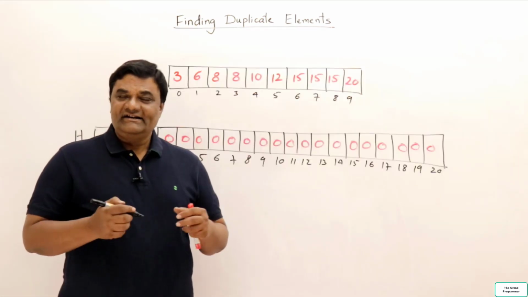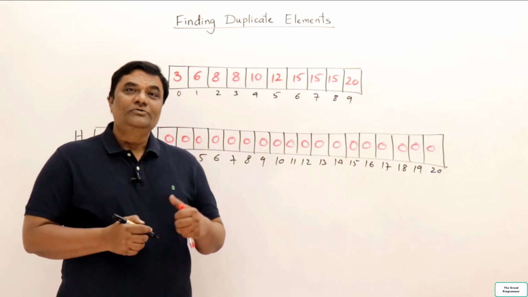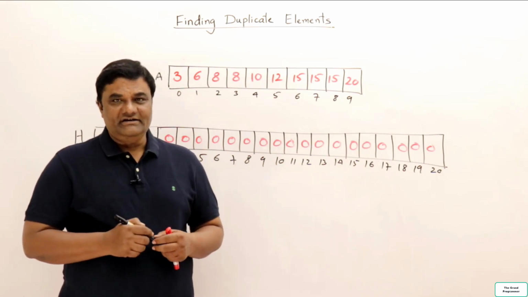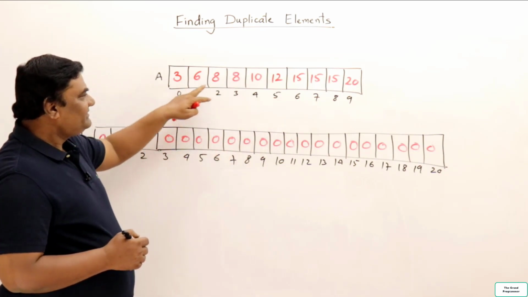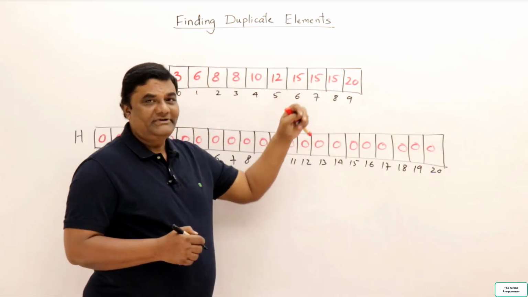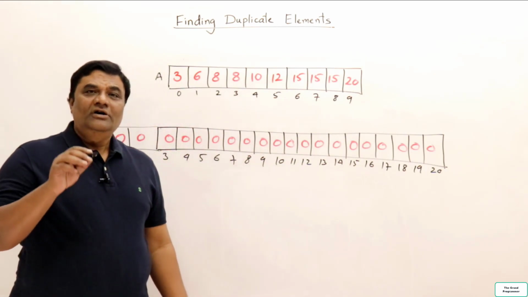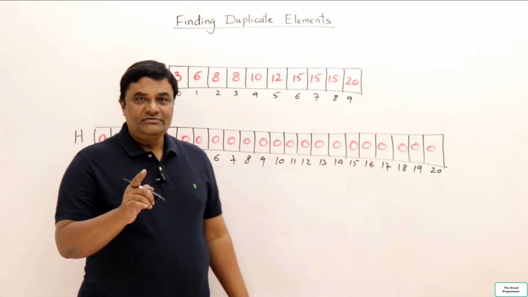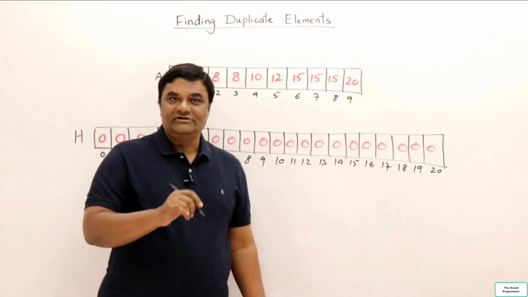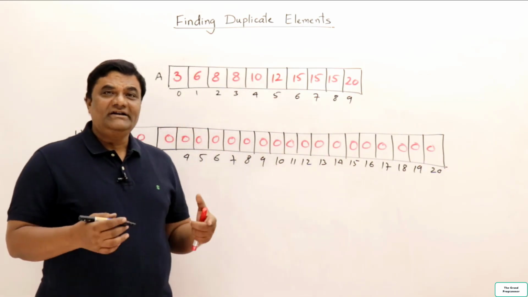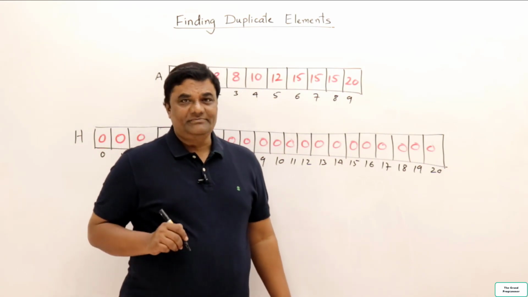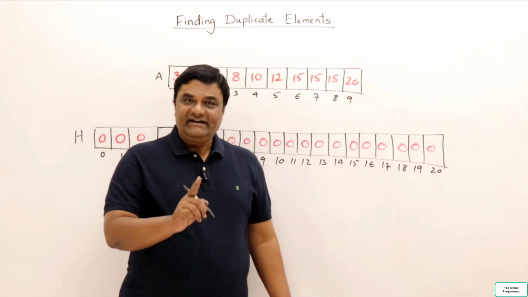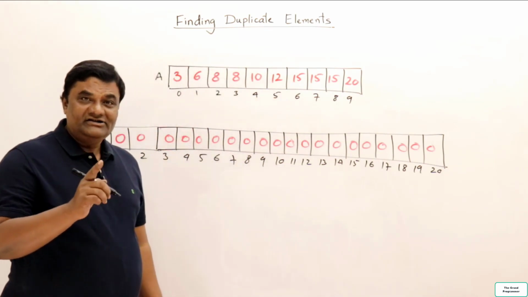Now let us look at a second procedure for finding duplicates in a sorted array. Already I have a sorted array and there are some duplicate elements, like 8 is duplicated and 15 is duplicated. We want to know how many duplicates are there, and also we want to know the count. Like if 8 is duplicated, how many times is it duplicated? If 15 is duplicated, how many times is it duplicated? Now for this second method, I am using a hash table.